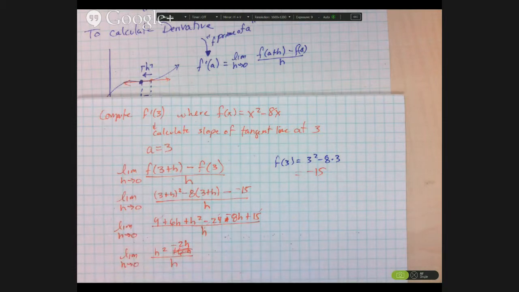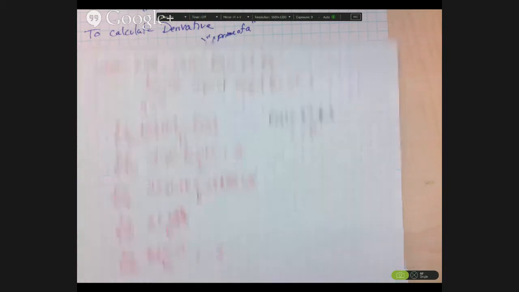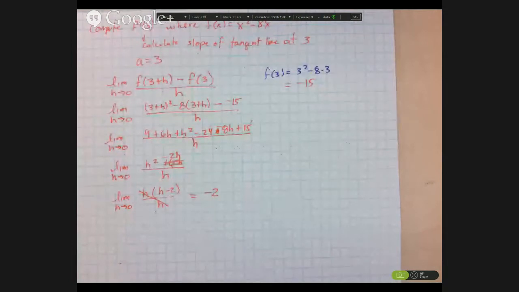You see how we're going to solve it now? Factor an h out. Oh, wait. Hold on. Got it. Equals negative 2. Why did you ditch the 6h? Oh, never mind. I didn't ditch it. I just added it to something.